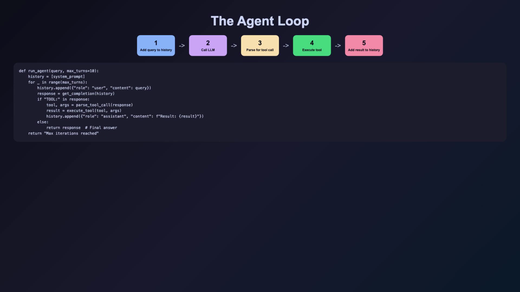Print each step so you can see the agent's reasoning. This loop continues until the agent has enough information to answer or hits the iteration limit.